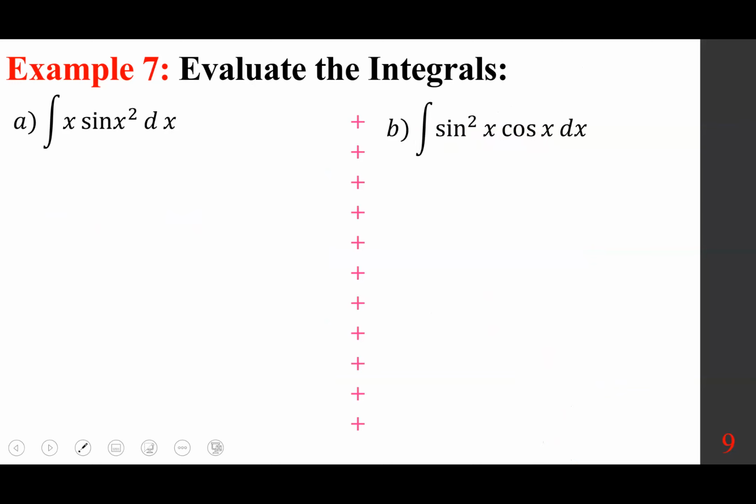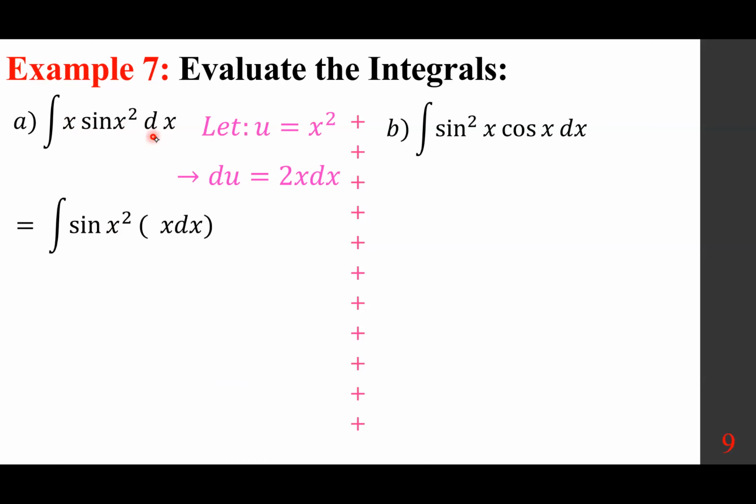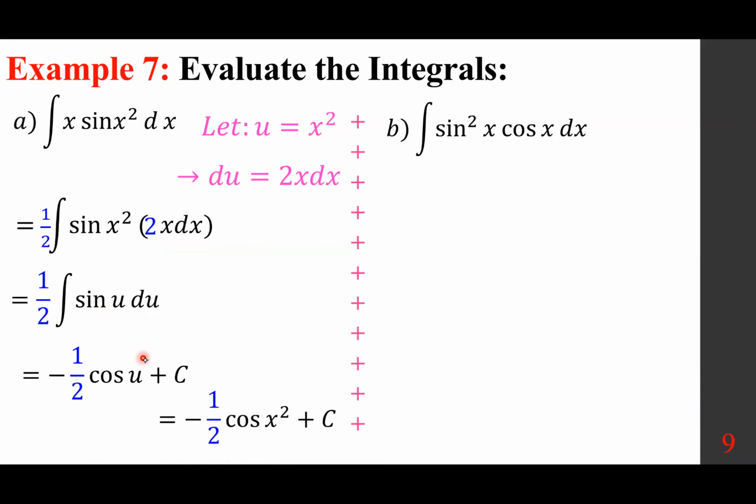When sinusoidal functions are involved, if the argument has an exponent, that is the choice of u. Most likely. du is 2x dx. We are going to rewrite the question by putting x next to dx. So in a matter of comparison, we see we need number 2. We throw in 2 as well as 1/2. So 1/2, the integral of sine u du. The derivative of sine is cosine, but the integral is negative cosine. So negative 1/2 cosine u and a constant. Replace the u, we are done.